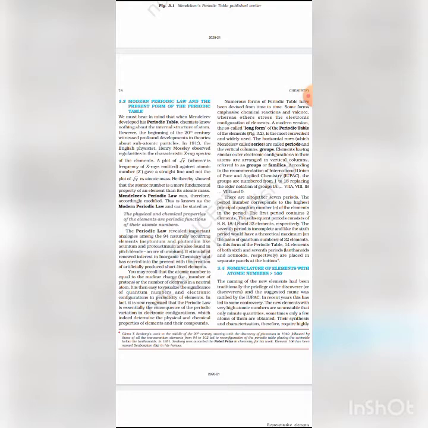Okay, so there are so many advantages in the modern periodic table also. The main advantages are: the arrangement of elements in the modern periodic table is easy to remember and to reproduce. The modern periodic table is based on a more fundamental property of the elements, that is atomic number, which relates the position of the element to the electronic configuration.